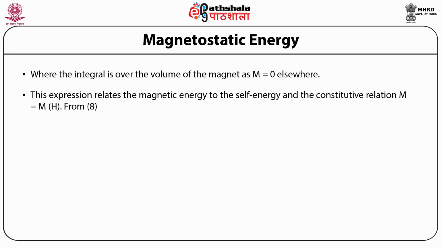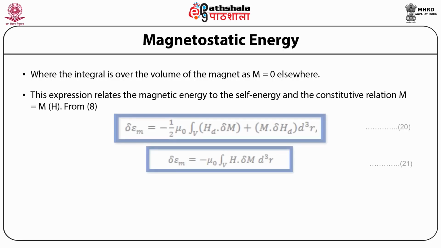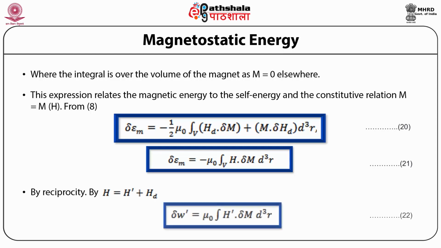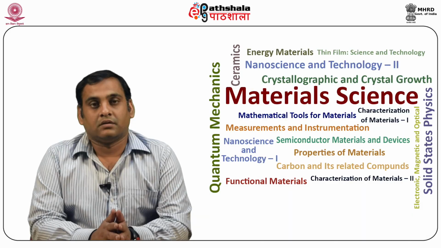This expression relates the magnetic energy to the self energy. With the constitutive relation M equal to chi H from equation 8, delta epsilon m is equal to minus half of mu 0 into the integration over V of Hd dot delta M plus M dot delta Hd, d cube r. Delta epsilon m is equal to minus mu 0 into the integration over V of Hd dot delta M d cube r. By reciprocity, with H equal to H prime plus Hd, delta W prime is equal to mu 0 into the integration over H prime dot delta M d cube r.